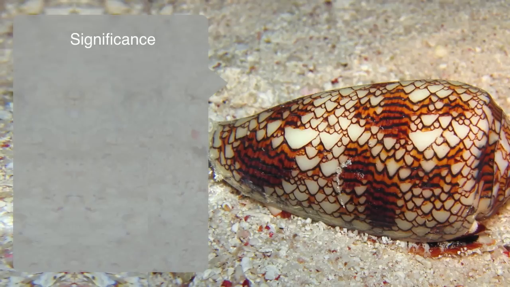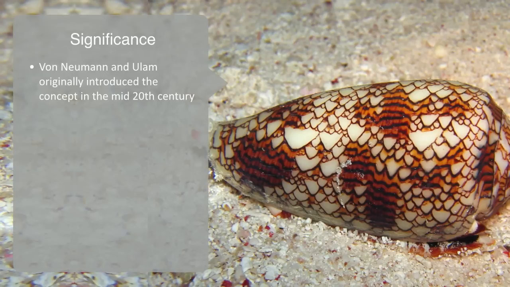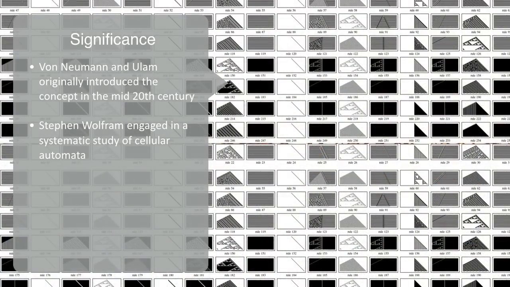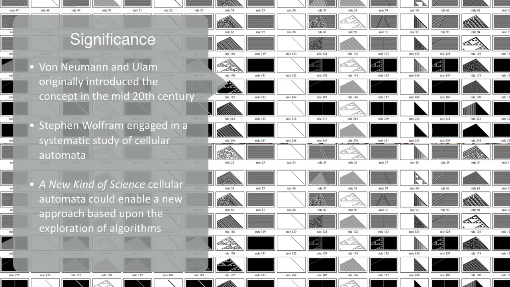Lastly, we will talk about the significance of cellular automata as a new approach to mathematical modeling. Von Neumann and Ulam originally introduced the concept in the mid-20th century, and then, a few decades later, the popular Game of Life brought interest to the subject beyond academia. In the 80s, Stephen Wolfram engaged in a systematic study of cellular automata, after which he published a book called A New Kind of Science, claiming that cellular automata could enable a new approach based upon the exploration of these algorithms. But what is behind this big statement about these simple programs creating a new kind of science?